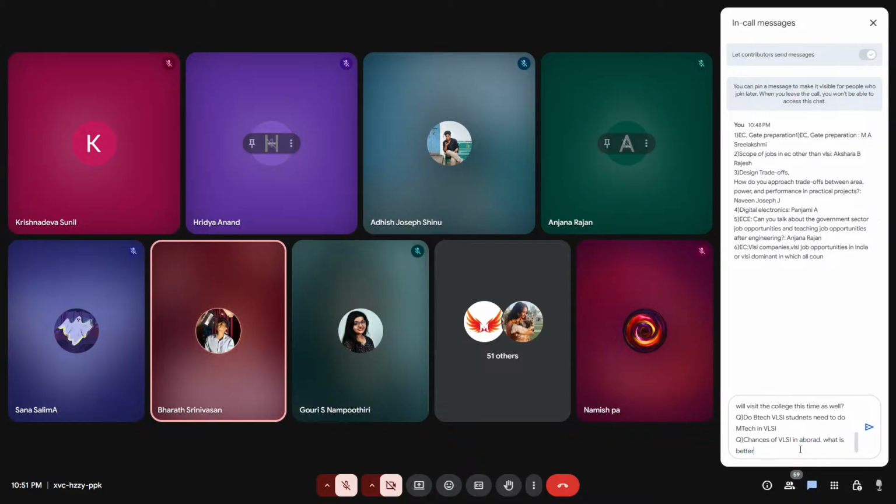Design trade-offs: how do you approach trade-offs between area, power, and performance in practical projects? Naveen, is Naveen here? I have a follow-up question: what is your use case? Is there any chance he's here? No, I don't think Naveen is here.